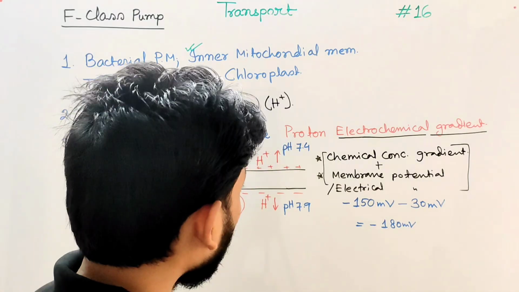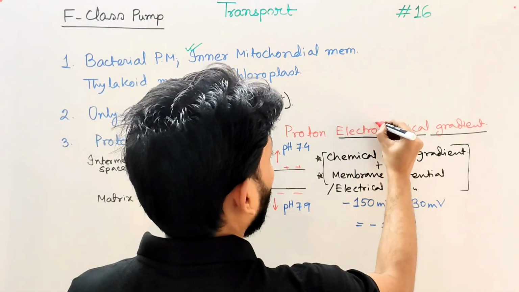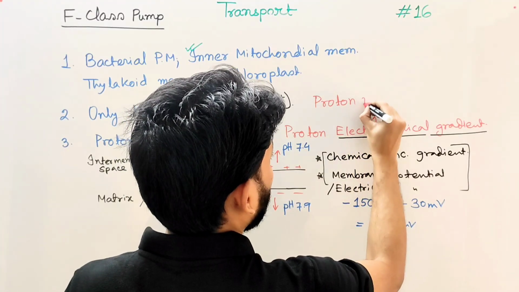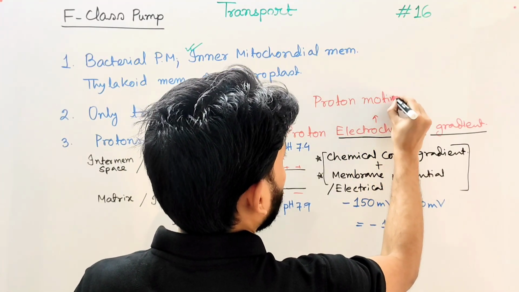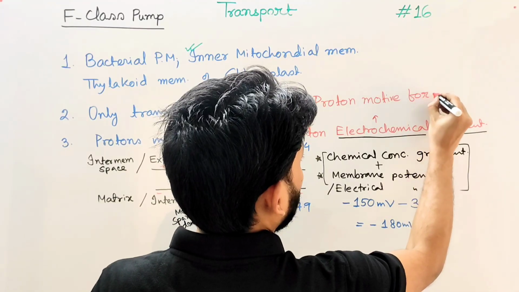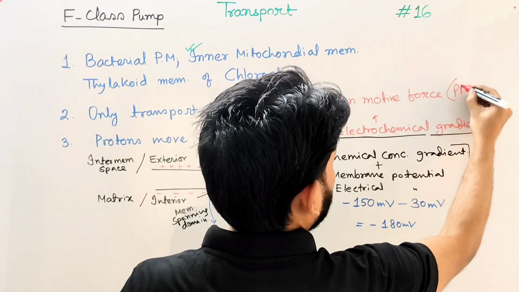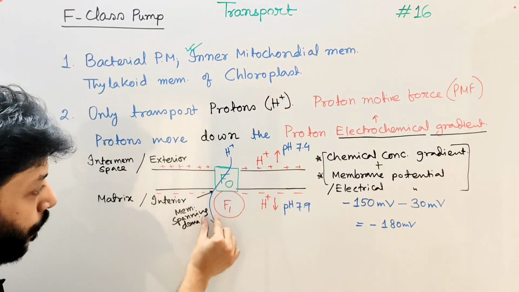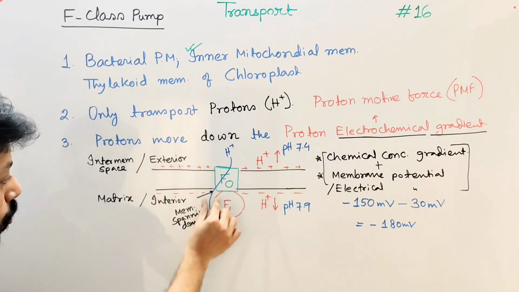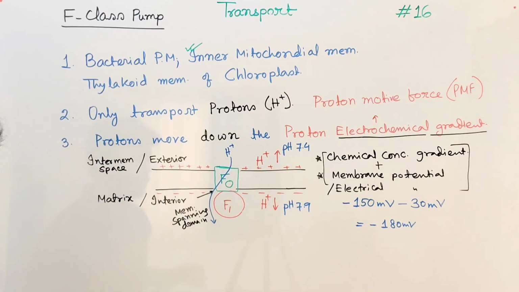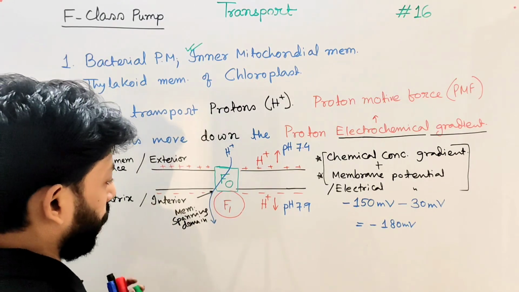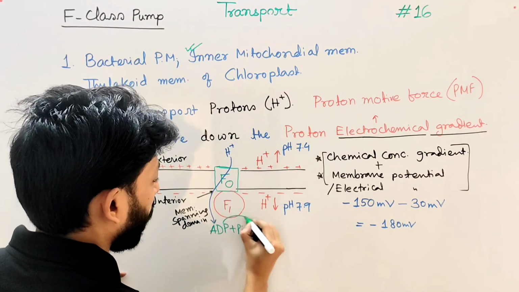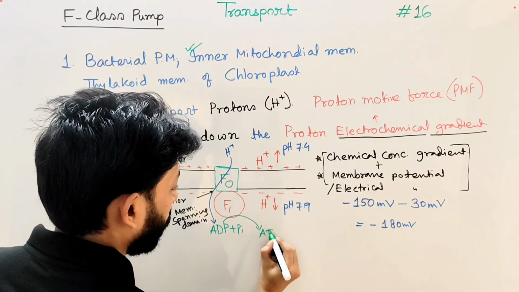We can also call this proton electrochemical gradient by the name proton motive force, in short PMF. This is very important. Protons move from the intermembrane space to the matrix, and in this way the F1 portion generates ATP from ADP and Pi.